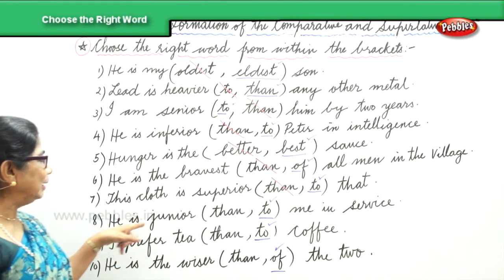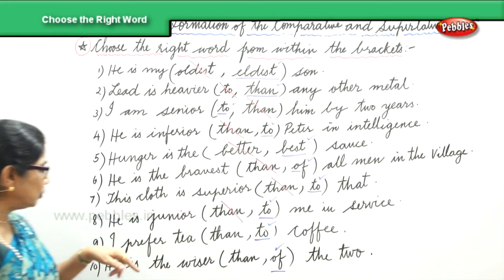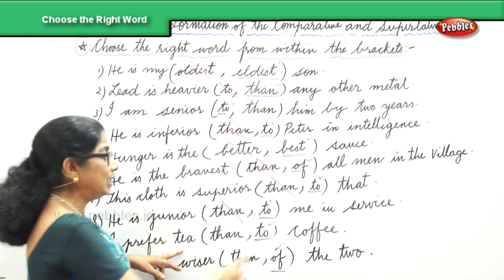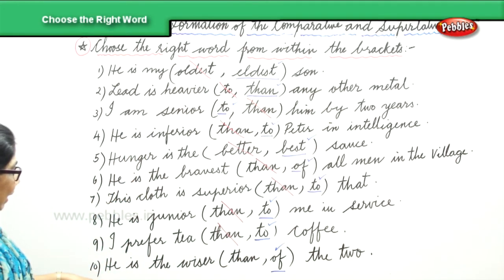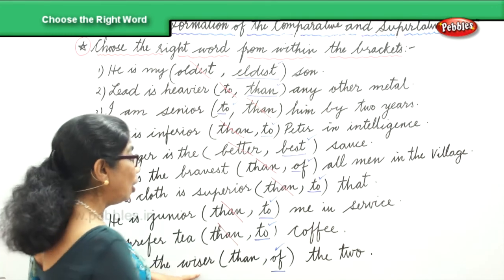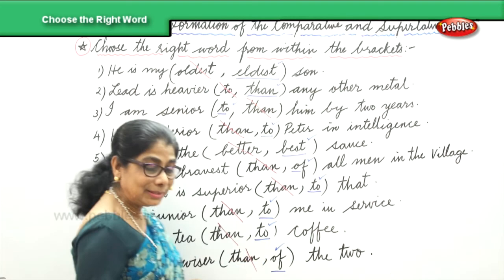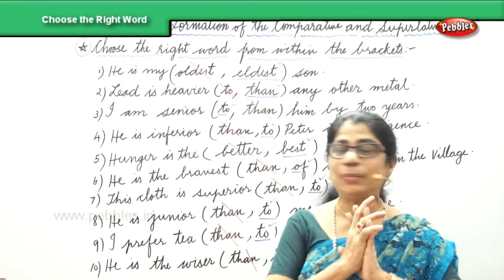He is junior to me in service. Than is wrong. I prefer tea to coffee. Okay? He is the wiser of the two, not than. So what we have learned is choosing the right word. Now let's read once again.